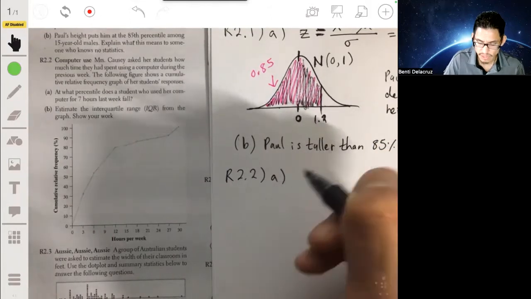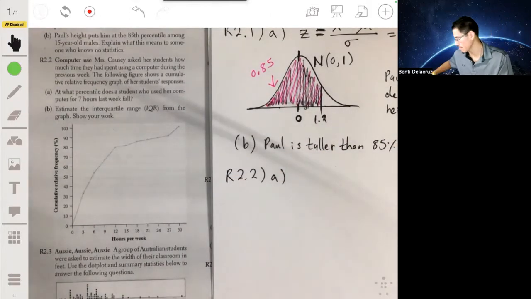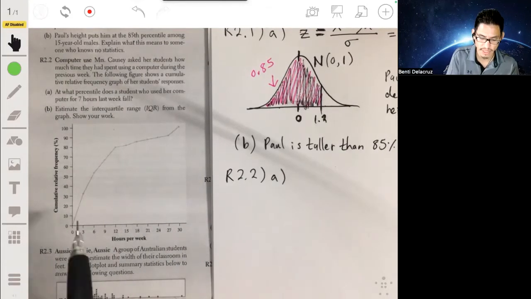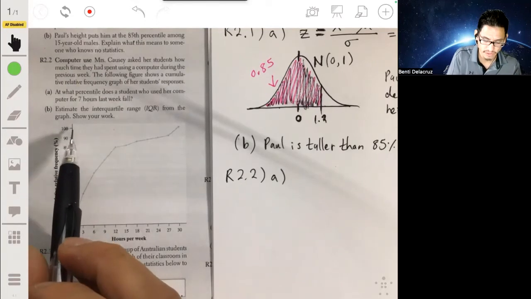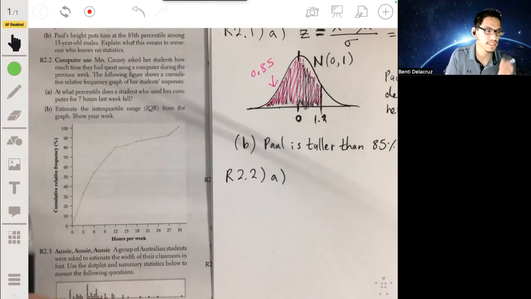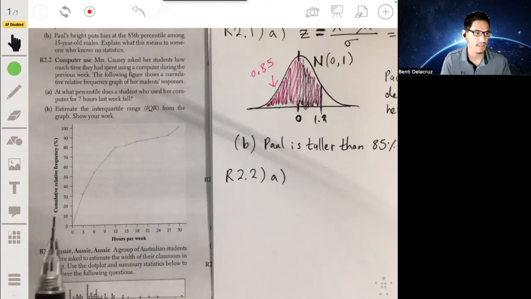So let's go over how we read this. Let me grab a straight edge, a ruler. This will be as precise as possible. Essentially, the hours per week are the horizontal values, and the vertical axis corresponds to the cumulative relative frequency. So basically, the total percentage of individuals less than or equal to that point.